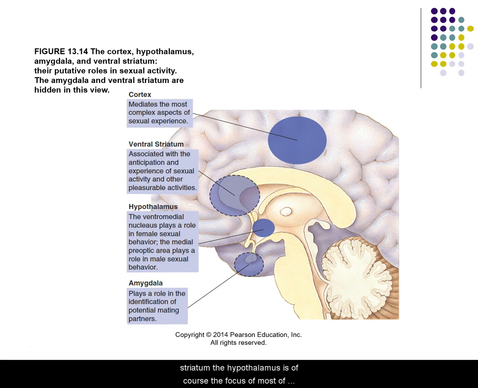The hypothalamus is, of course, the focus of most of this entire chapter, and the ventromedial nucleus plays a role in female sexual behavior. The medial preoptic area plays a role in male sexual behavior. Just saw that in the last couple slides. And then we also have the amygdala, which plays a role in the identification of potential mating partners. Remember the amygdala, fear and anger response, so all about emotions. But here it plays a role in the identification of potential mating partners. So I thought this diagram really brought it all together for us.